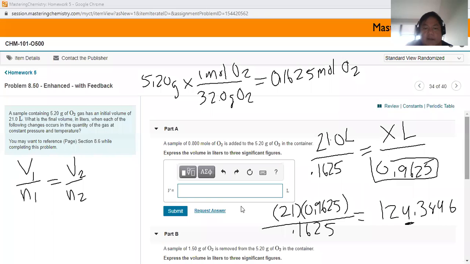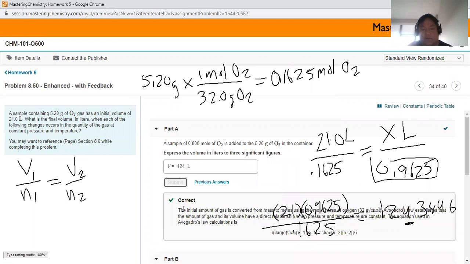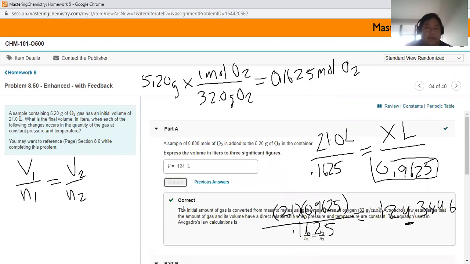Just as a quick check, I have 0.1625 moles when this question starts, and it's at a volume of 21 liters. I am adding moles, therefore my volume should increase. This makes sense, all right? So I'm going to add 124. It should be in liters. We'll hit submit. Hopefully this went through. Yes, that is correct. All right, so let's go ahead and try the next one.